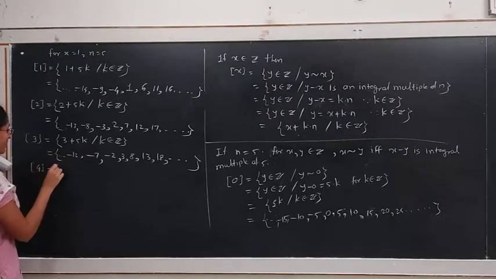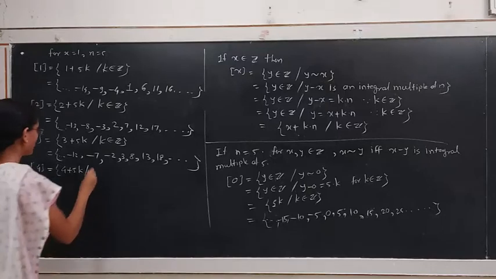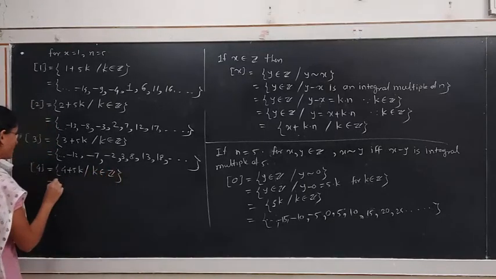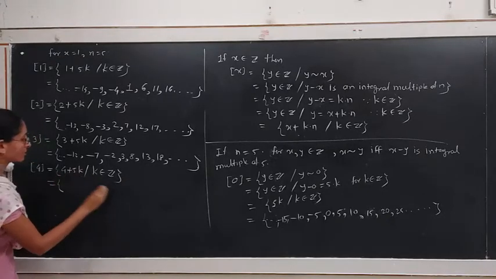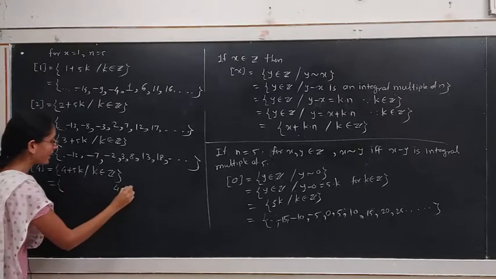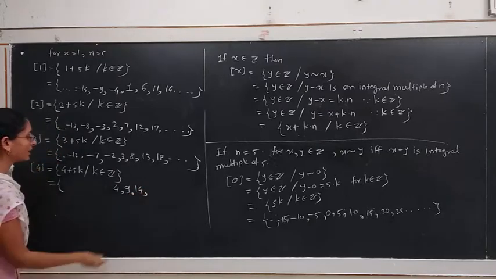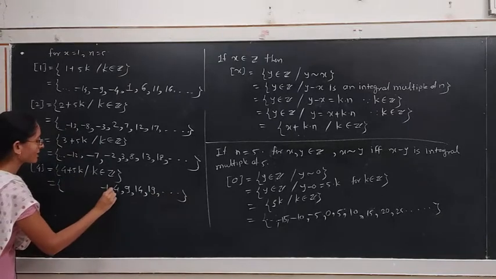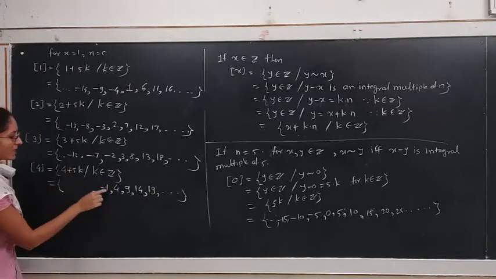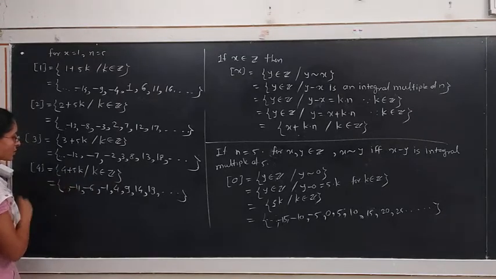The equivalence class of 4 is equal to 4 plus 5k where k belongs to Z. For k equal to 0, the first value of this set is 4. For k equal to 1 we get 9. For k equal to 2 the value is 14. For k equal to 3 the value is 19, and so on. For k equal to minus 1 the value is minus 1, because minus 5 plus 4 is minus 1. For k equal to minus 2, minus 10 plus 4 is minus 6. For k equal to minus 3, minus 15 plus 4 is minus 11, and so on.